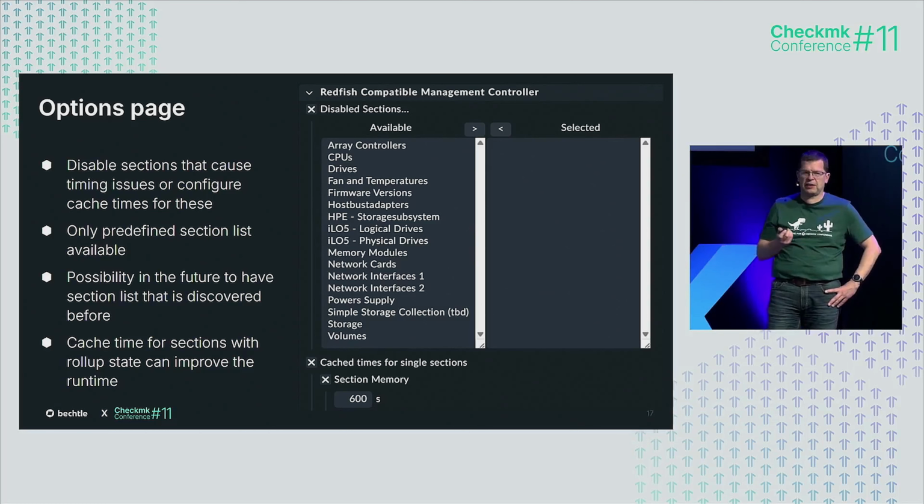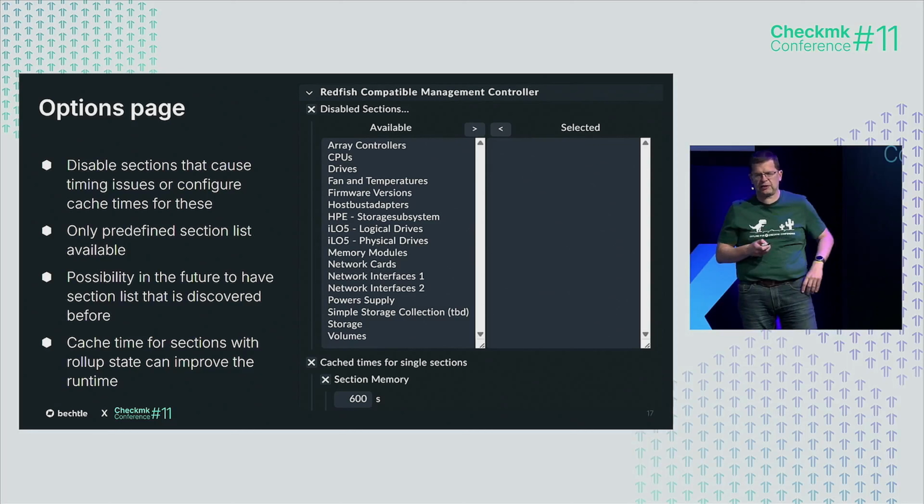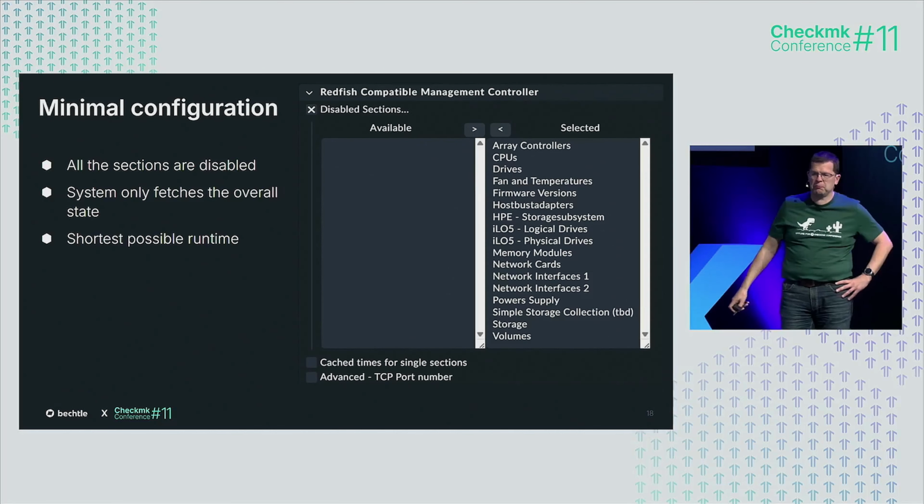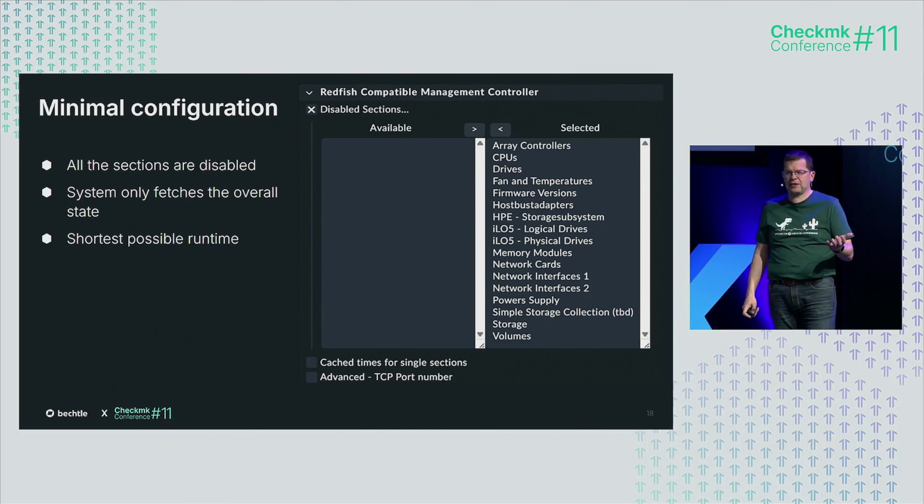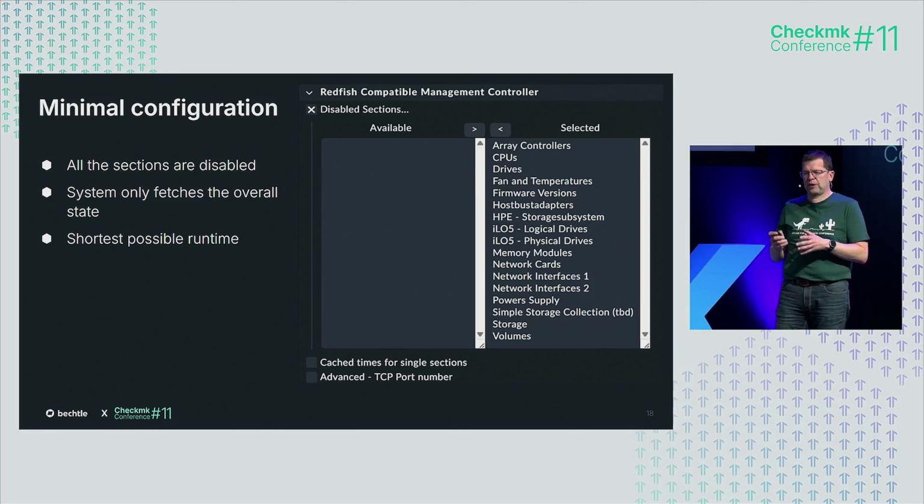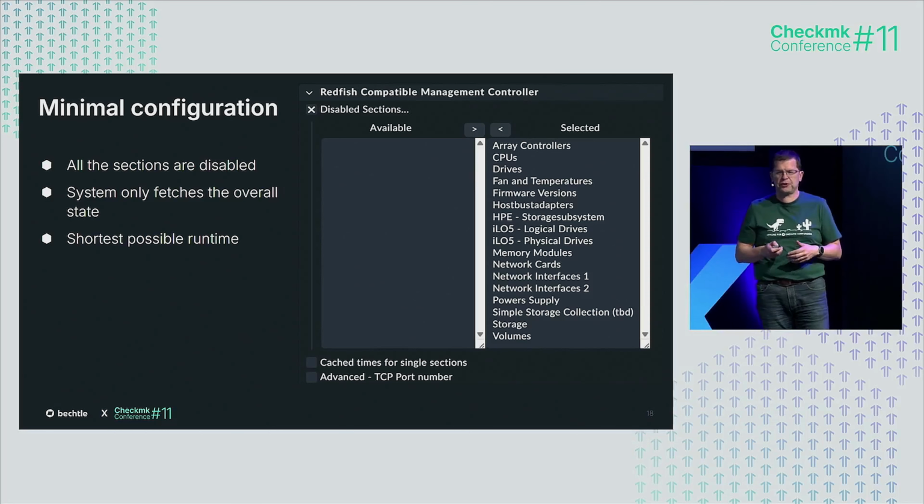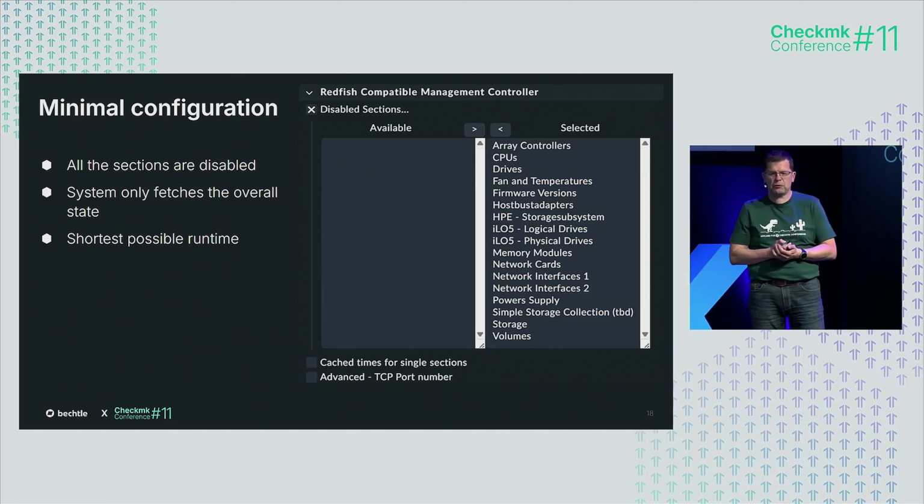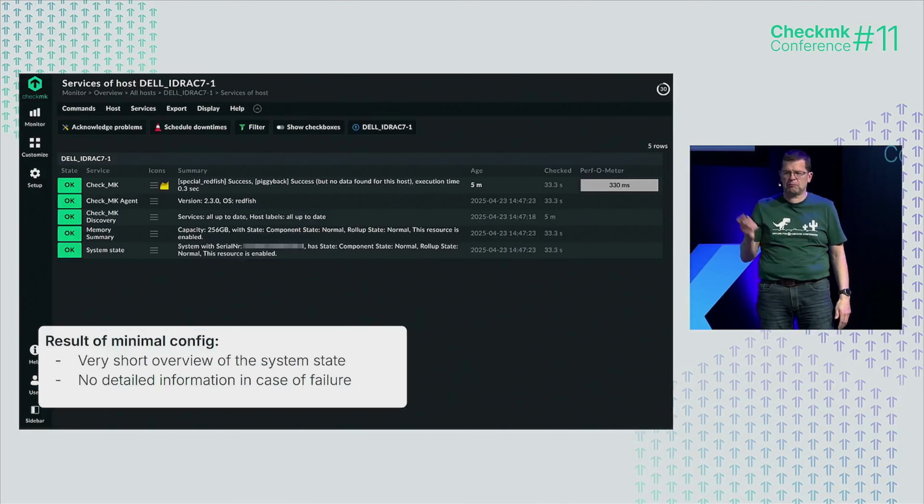And that's also very nice when you see, I have a section that I only want to fetch one time per hour. Then you set the cache time for the section and save some time at querying this. What we see now is something like a minimal configuration, but it's possible to query your management system with all sections disabled, and you have the shortest possible runtime for your system state. The result will look like this.